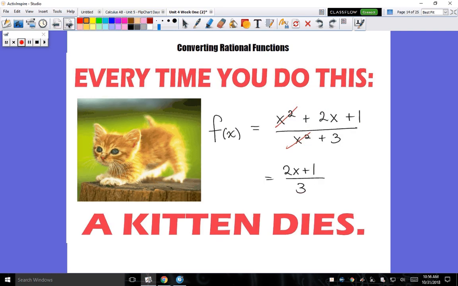Every time you do this, a kitten dies. Don't kill kittens, please. This is what I was talking about, guys. You can't cancel between additive pieces. Okay? You can only cancel between multiplication. Alright. Wait, what do you mean by that?